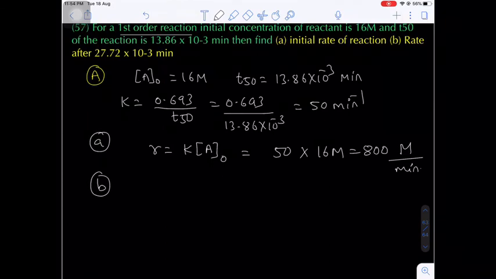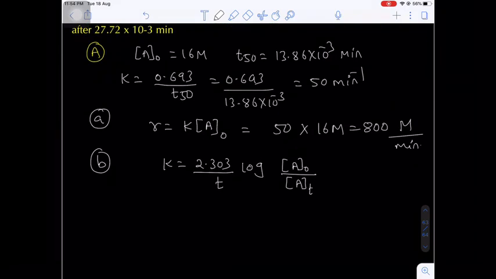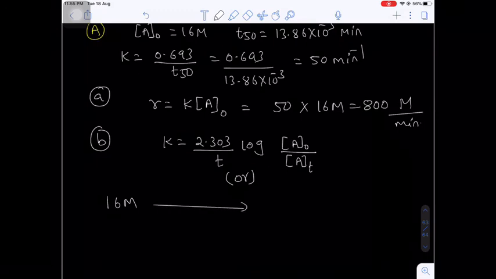And the next question, the rate after 27.72 into 10 to the power minus 3 minutes. Now remember, here also we have to calculate the concentration of reactant at that time interval. So K is equal to 2.303 by T log of A0 by At, so we have to calculate the At, because we know the K value, we know the T value. Otherwise a simple technique is there. What is the initial concentration given? 16 molar. What is the half-life given here?